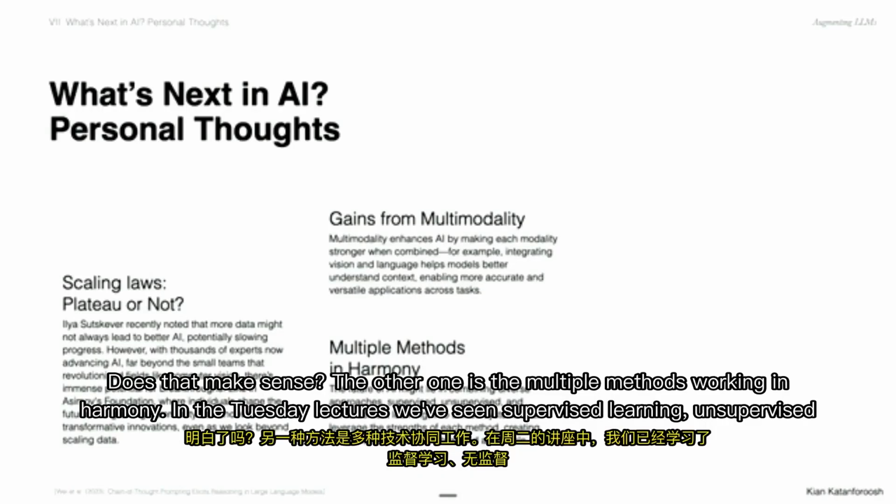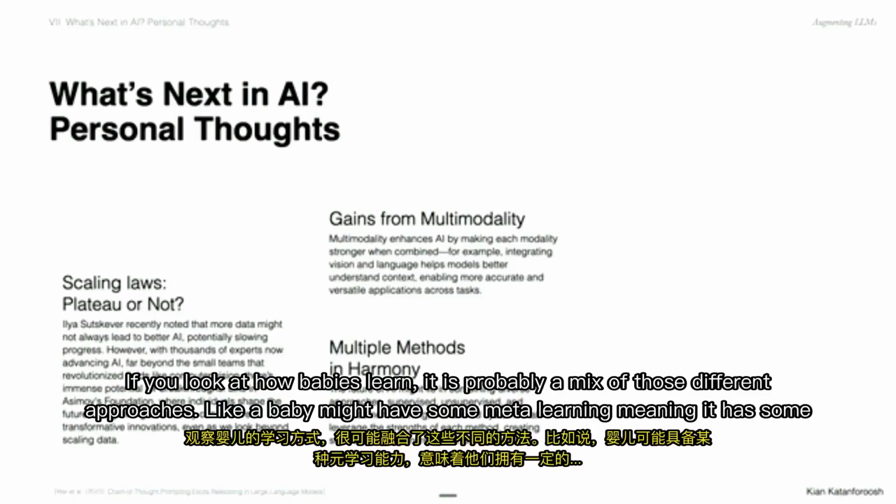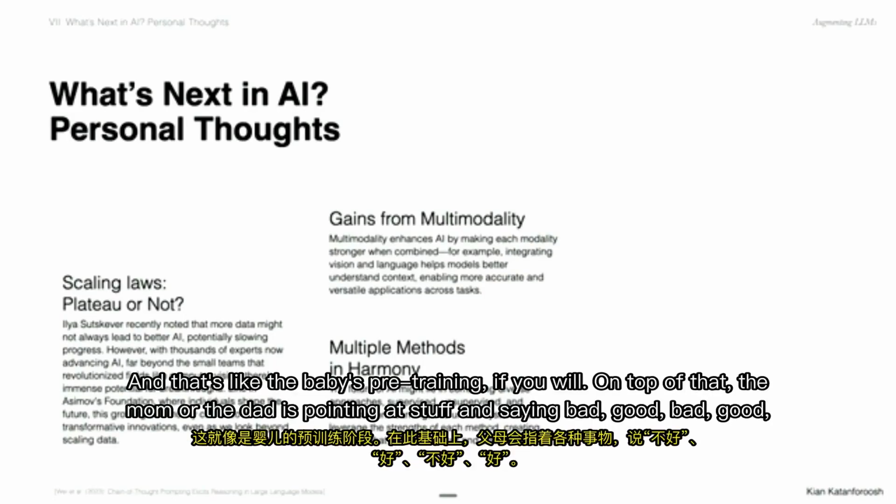The other one is multiple methods working in harmony. In the Tuesday lectures, we've seen supervised learning, unsupervised learning, self-supervised learning, reinforcement learning, prompt engineering, RAGs, etc. If you look at how babies learn, it is probably a mix of those different approaches. A baby might have some meta-learning, meaning it has some survival instinct that is encoded in the DNA, most likely. And that's like the baby's pre-training, if you will.